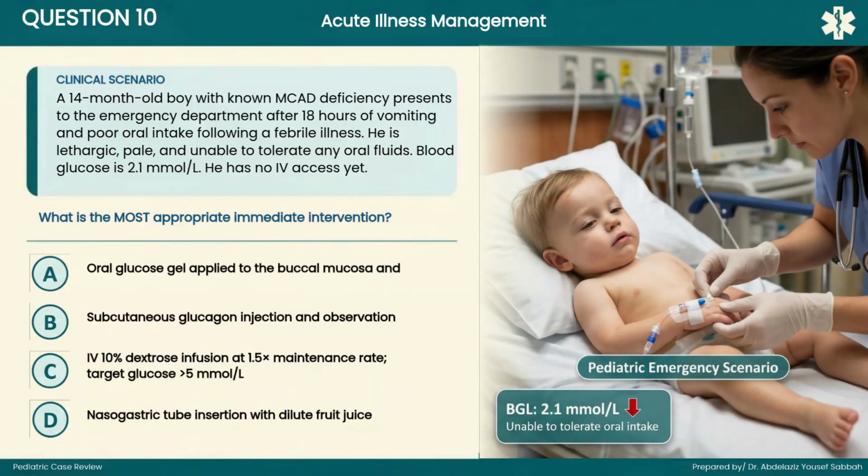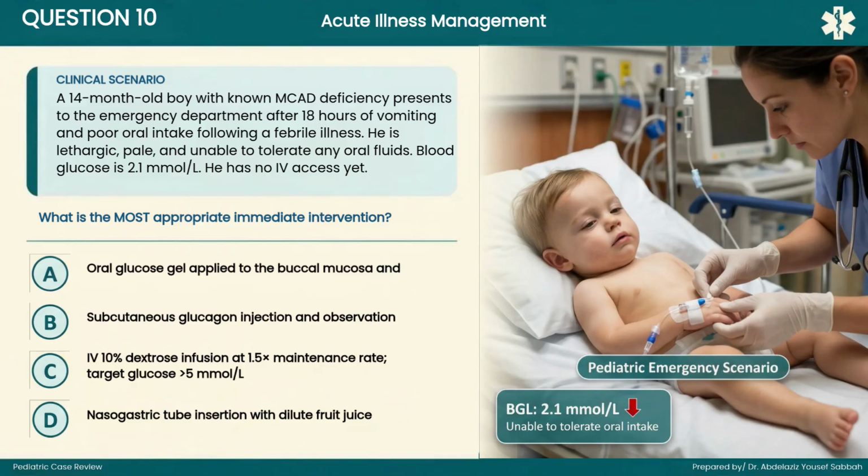A 14-month-old boy with known medium-chain acyl coenzyme A dehydrogenase deficiency presents to the emergency department after 18 hours of vomiting and poor oral intake following a febrile illness. He is lethargic, pale, and unable to tolerate any oral fluids. Blood glucose is 2.1 millimoles per liter. He has no intravenous access yet. What is the most appropriate immediate intervention?